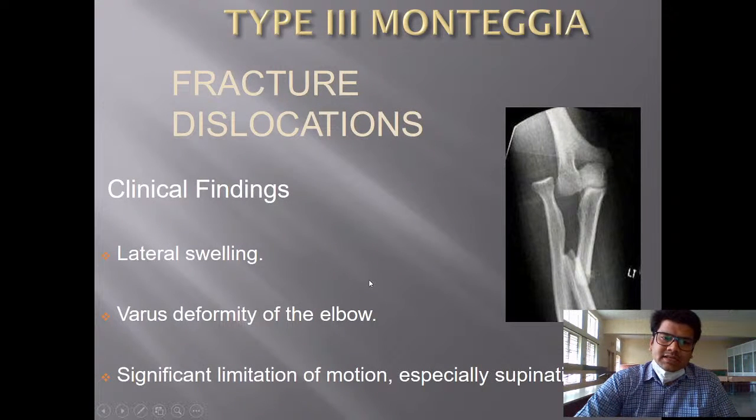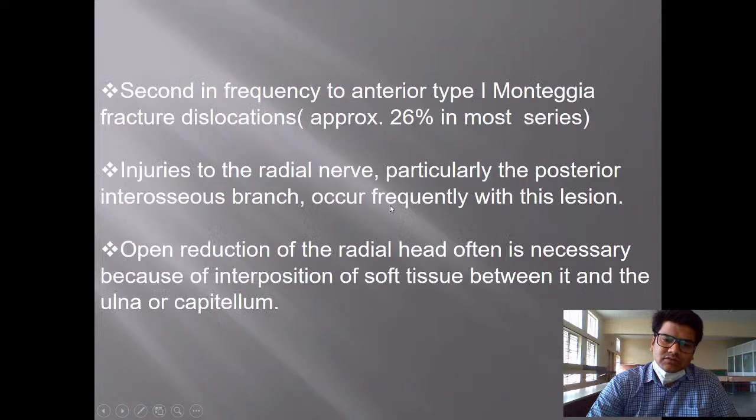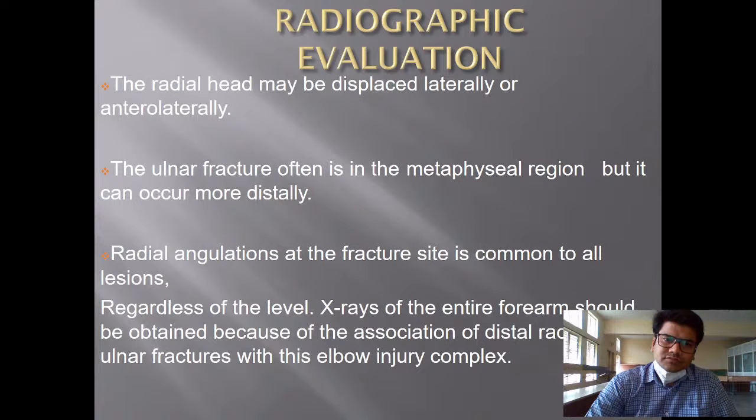Type 3 Monteggia is lateral. Clinical findings: lateral swelling, varus deformity of the elbow, and significant limitation of motion. It is second in frequency to anterior type 1 Monteggia fracture dislocation. There are more chances of radial nerve injury and posterior interosseous nerve injury, the deep branch of the radial nerve. Next, open reduction of the radial head may be necessary because of interposition of soft tissue between it and the ulna. The radial head may be displaced laterally or anterolaterally. The ulnar fracture is in the metaphysis.